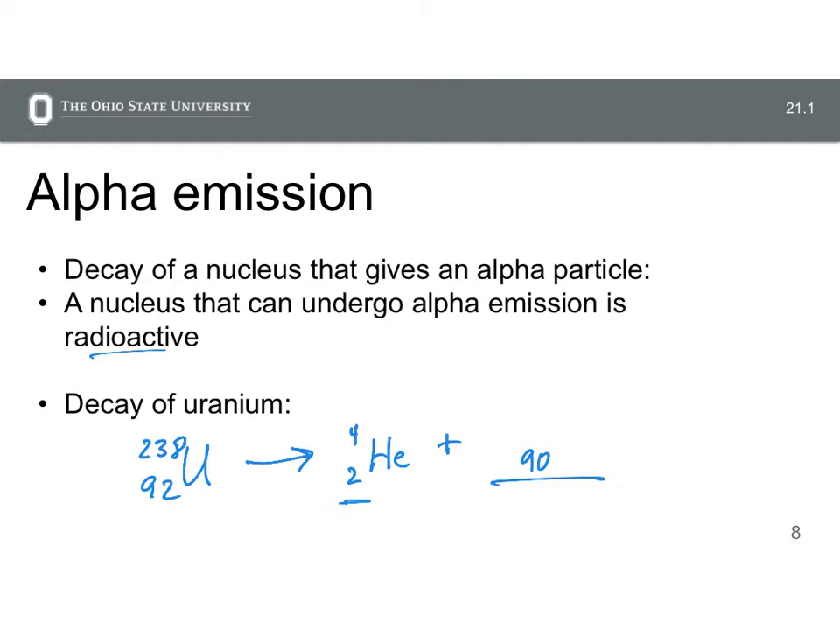Thorium, right? And that means we're going to need a mass number of 234. So you'll see that 4 plus 234 gives us 238, and 2 plus 90 gives us 92. That's about as difficult as it's going to be for writing these types of decays. Okay?